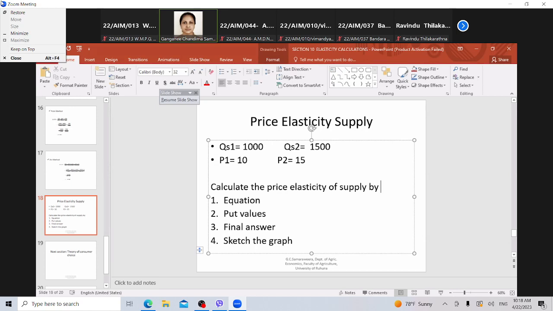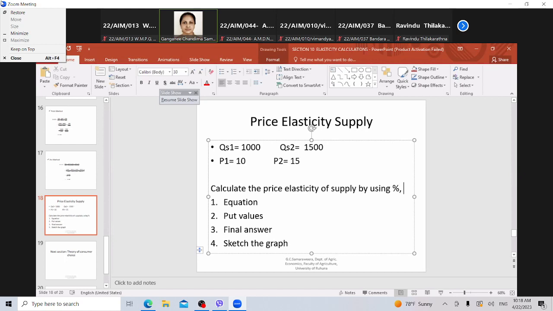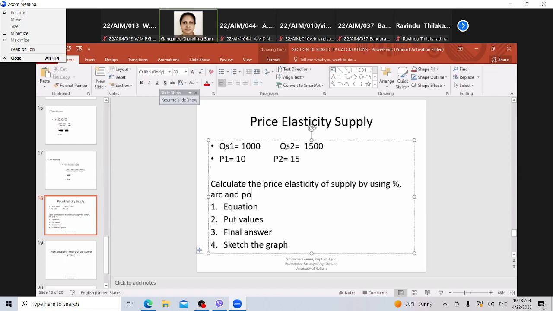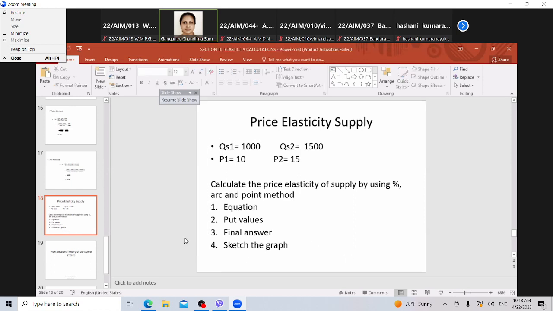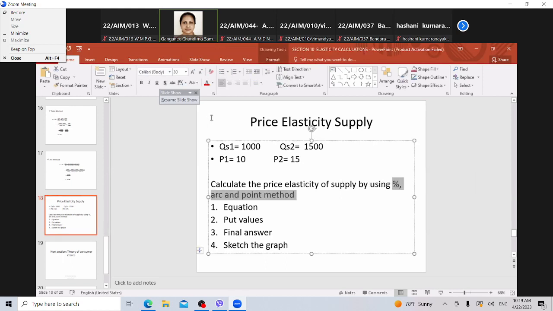Supply, by using percentage, arc, and point methods. If you do this correctly, this is your last question. But if many are not doing it, we'll do another calculation and we can stop for today. Then all your sections are okay, I mean in this elasticity, by using percentage, arc, and point methods.